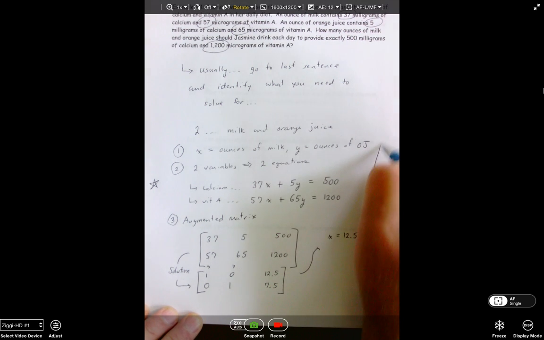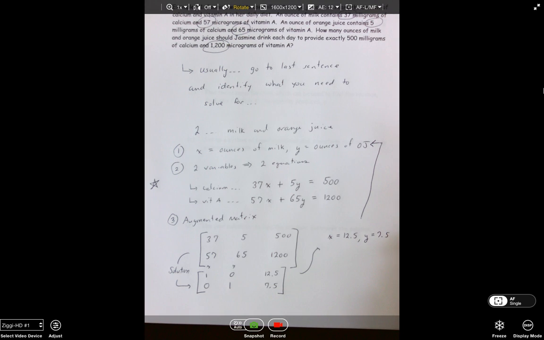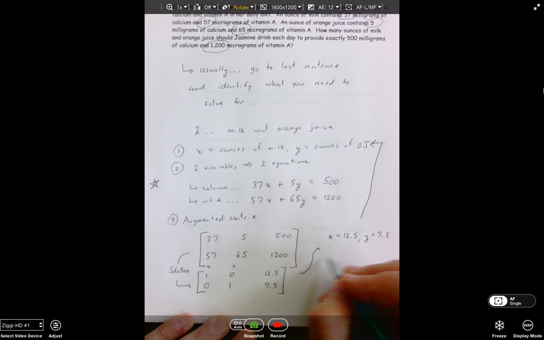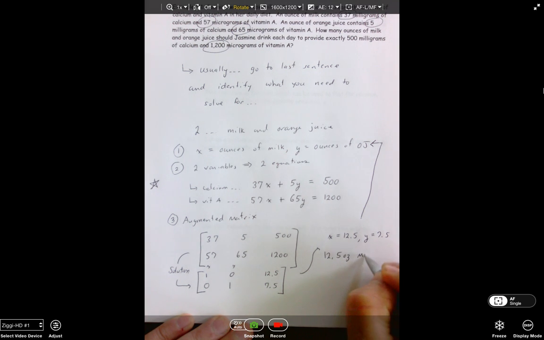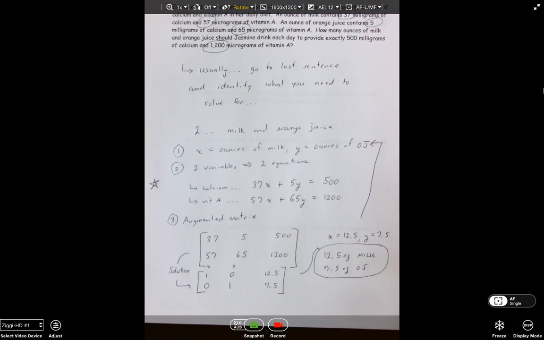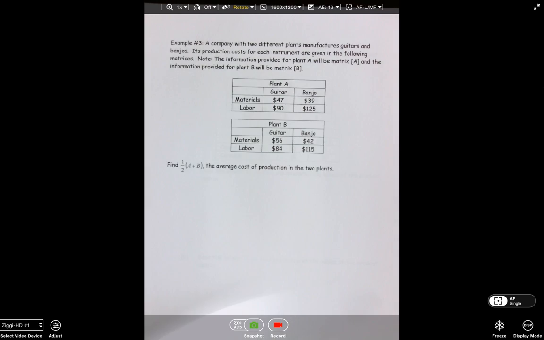Well, guys, since I clearly identified back in step 1 that x is the ounces of milk, I know that my solution is 12.5 ounces of milk and 7.5 ounces of orange juice. But guys, that's the solution to the first problem. And you can see that by learning how to do augmented matrices, it makes the solution part very, very easy.